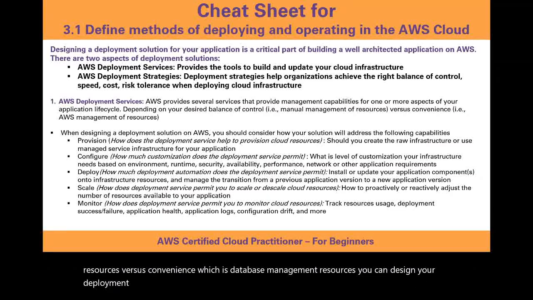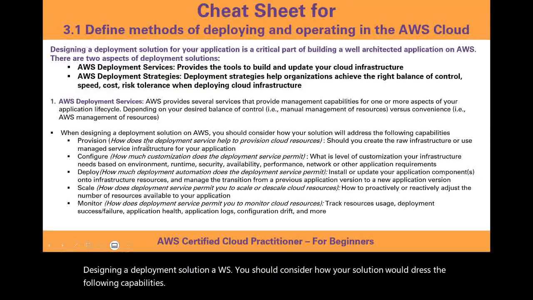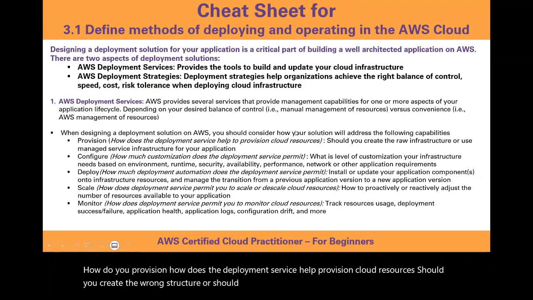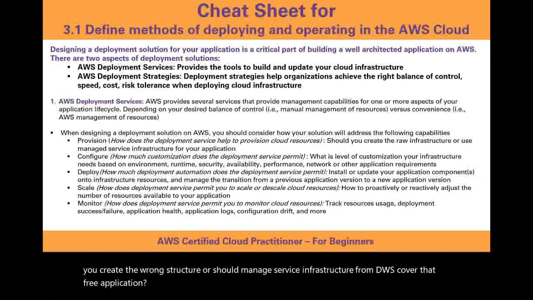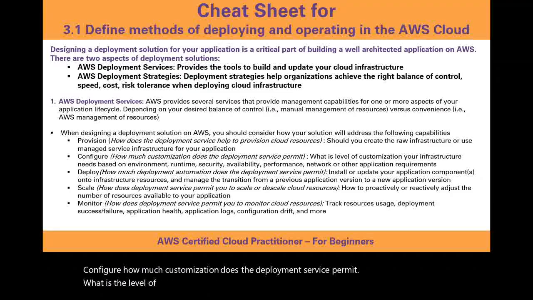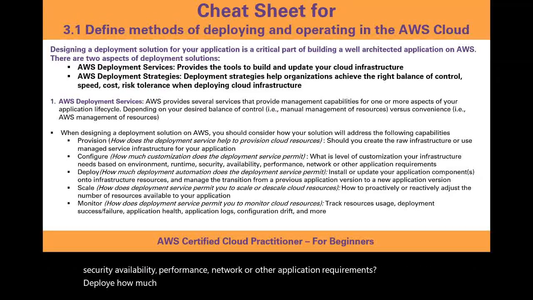When designing a deployment solution on AWS, you should consider how your solution would address the following capabilities. How do you provision? How does the deployment service help to provision cloud resources? Should you create the raw infrastructure, or should managed service infrastructure from AWS cover that for your application? Configure. How much customization does the deployment service permit? What is the level of customization your infrastructure needs based on environment, runtime, security, availability, performance, network, or other application requirements?